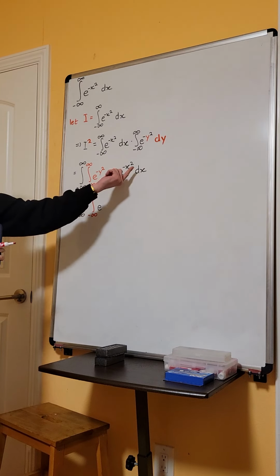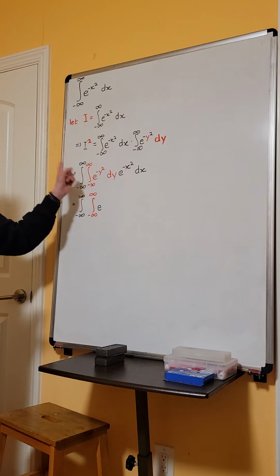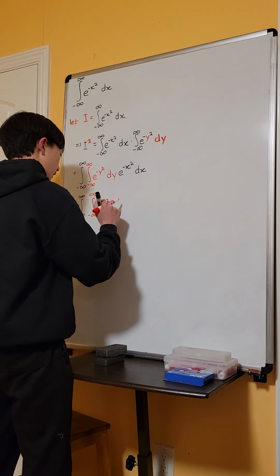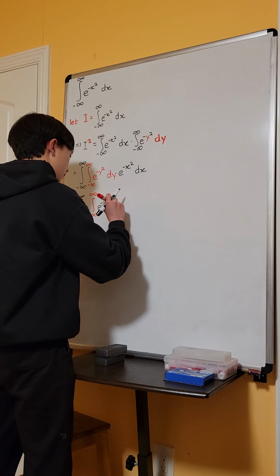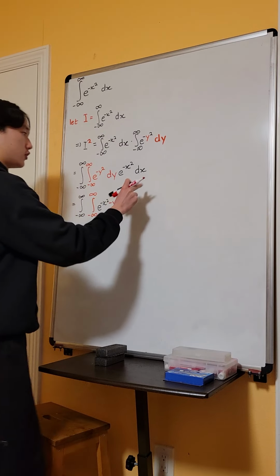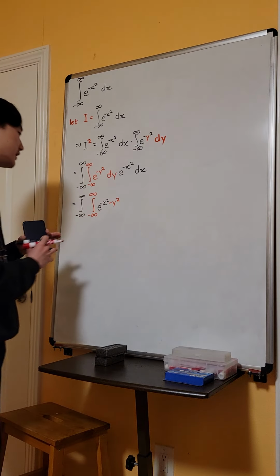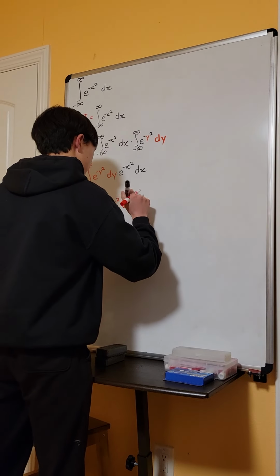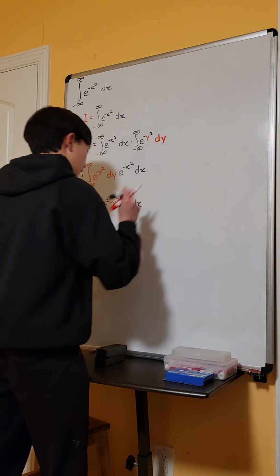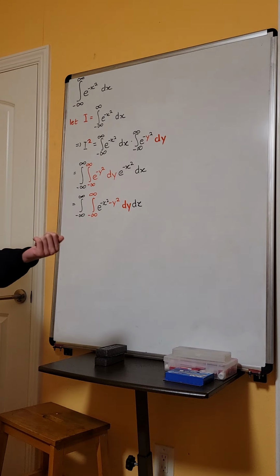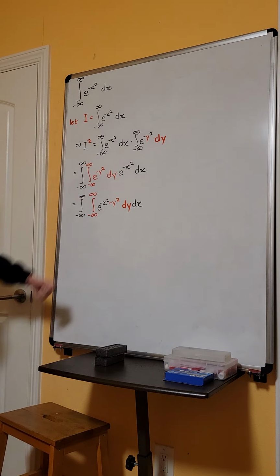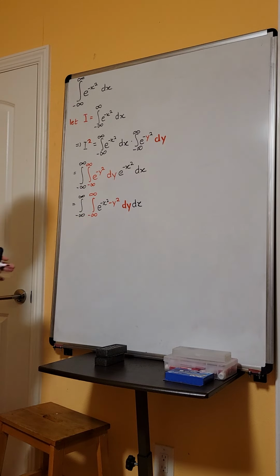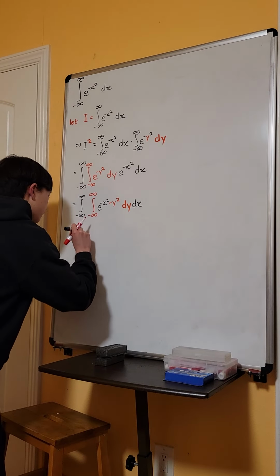Notice that because these have the same base and they're being multiplied, you can add the tops. So you would get negative x squared minus y squared, right? And then you can just have the dy on the inside, and then the dx. So just like that, I've kind of justified combining these two integrals. That's kind of how that works. All right, now what we can do is in the exponent, we can factor out a negative.